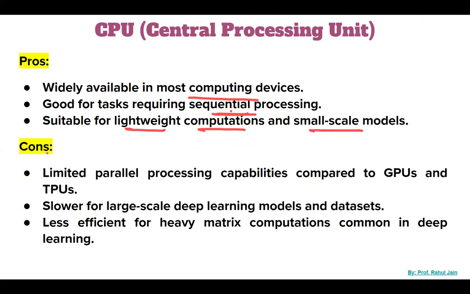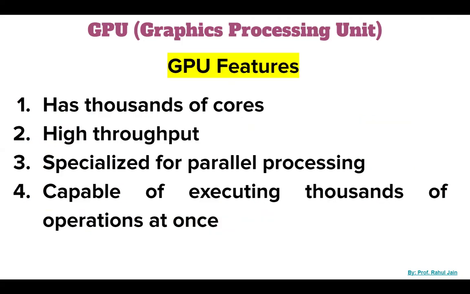As well, we have some cons: it has limited parallel processing capabilities compared to the graphical processing unit and the tensor processing unit. It is slower for large scale deep learning models and datasets, and it is less efficient for heavy matrix computation, which is common in deep learning, right? So this is about CPU.